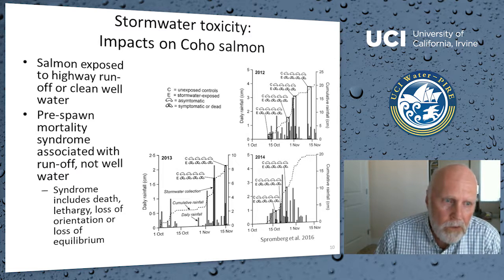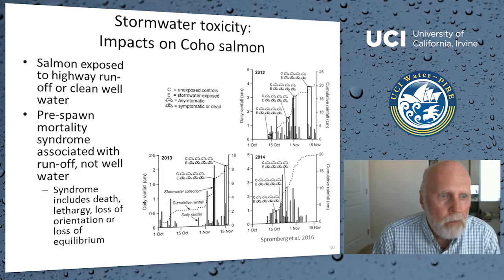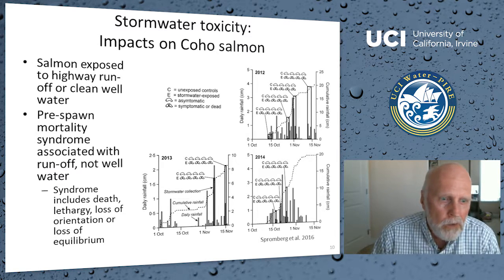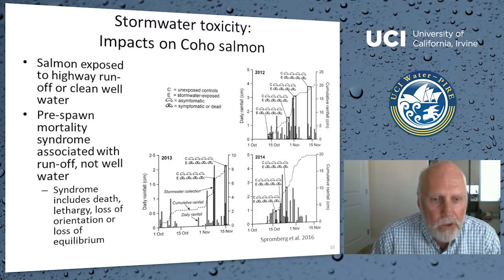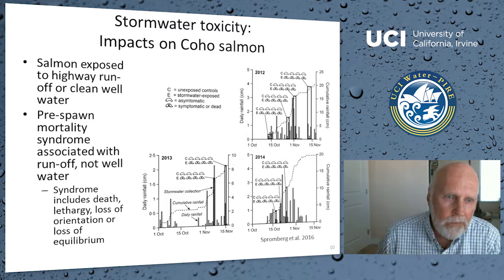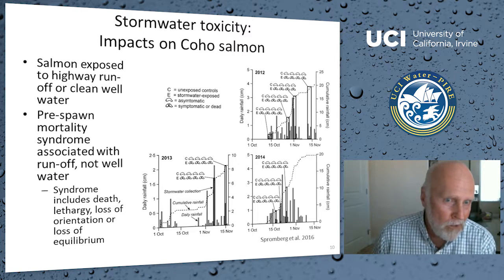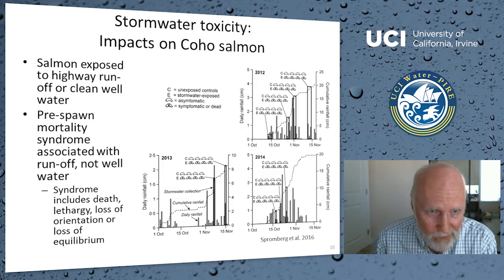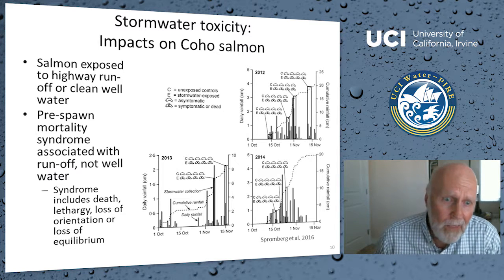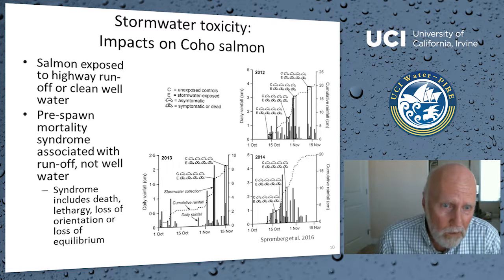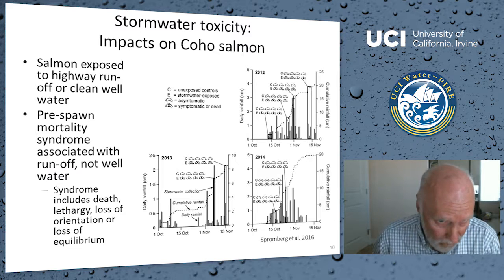And what they were looking for is either mortality or what they call pre-spawn mortality syndrome. So that could be death, but it also could be lethargy, loss of orientation, or loss of equilibrium. And the results are really quite striking. You can see in the little legend, there's a jumping salmon that's asymptomatic, or a jumping salmon with an X through it, which is symptomatic or dead. And then for each of these collections, each bar, they're showing how many individual fish they had in each treatment, either the unexposed controls or the stormwater exposed treatment.